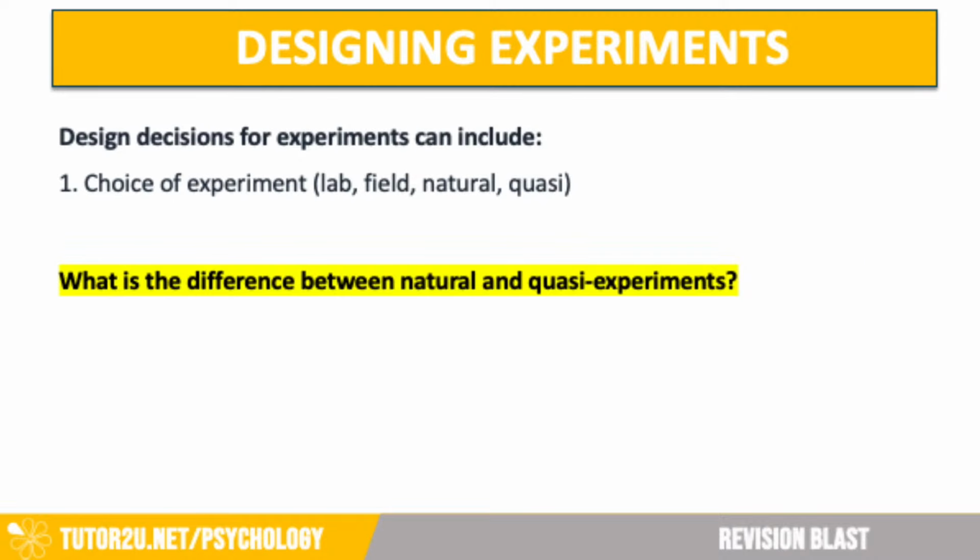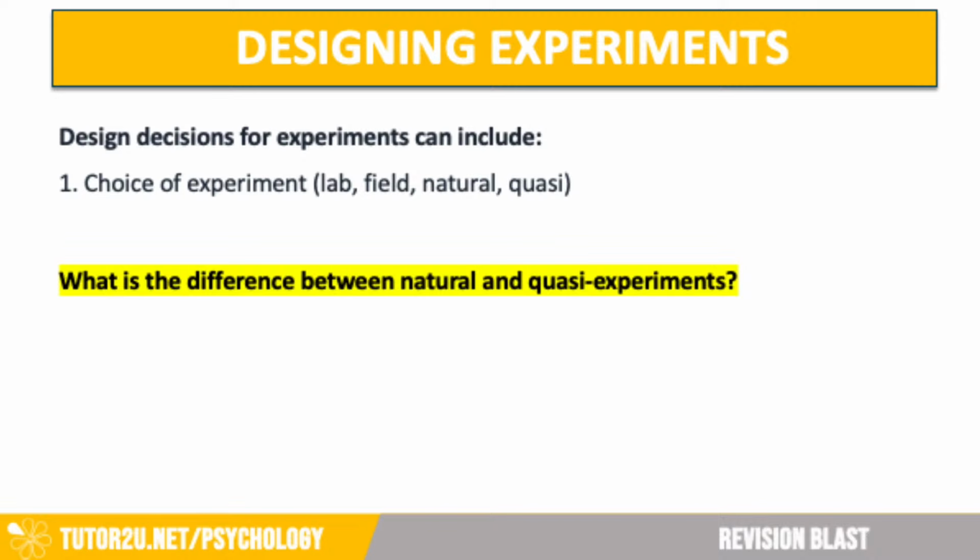So let's have a look at some design decisions. Certain things that they could be considering and choosing is the choice of experiment. So things like a lab, a field, a natural, or a quasi experiment. A tricky question that comes up, and something that students sometimes struggle with, is the difference between a natural and a quasi experiment. So if you know the answer here, please do contribute in the chat. We'd like to know what's your perception or understanding of the difference between a natural and a quasi experiment.